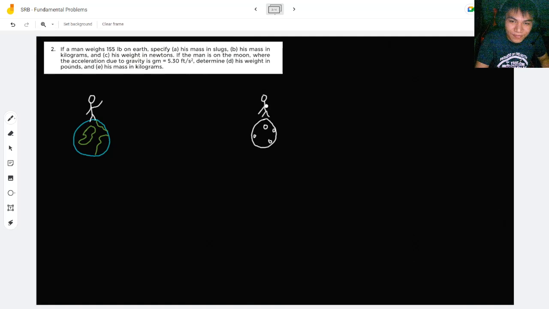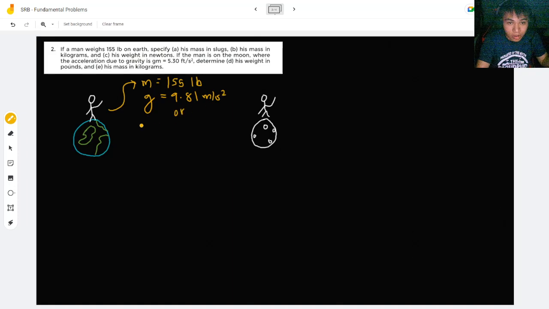Okay, and we have the same guy here. So for the first part, we're given the mass of the man, which is 155 pounds. And we know that the gravitational constant on Earth is 9.81 meters per second squared, or if we do it in feet, it would be 32.2 feet per second squared.